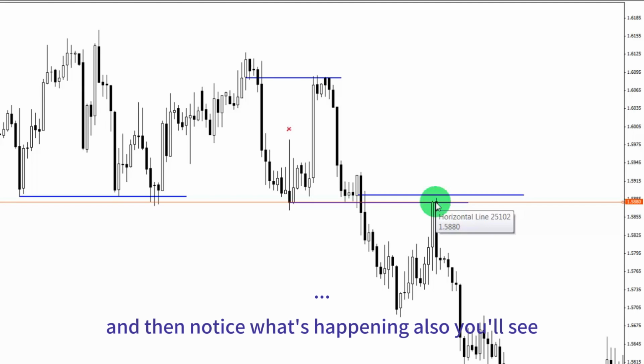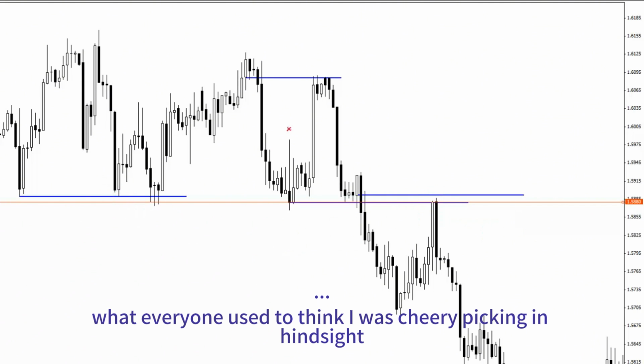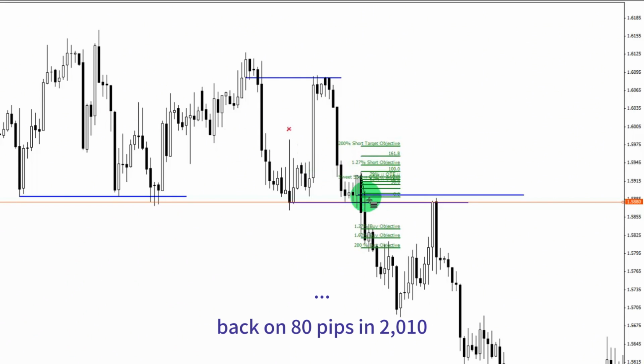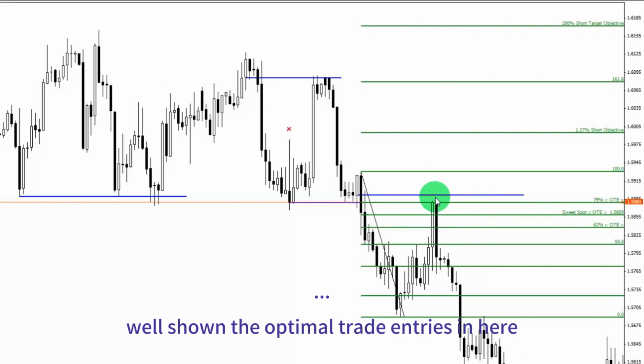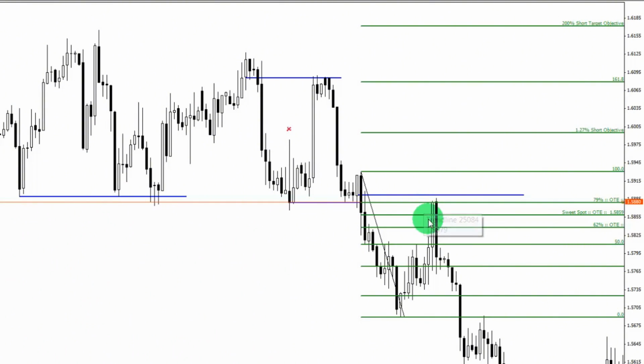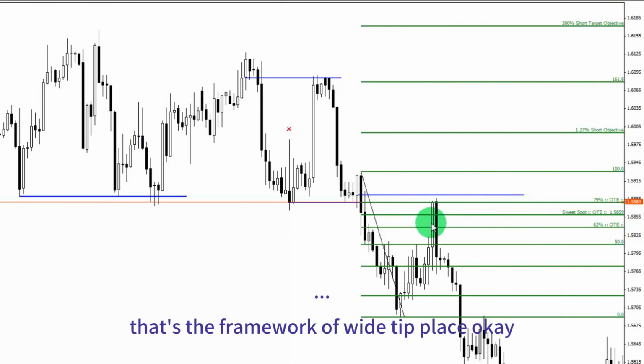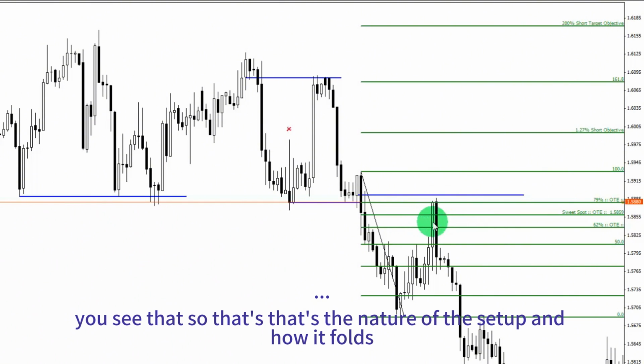Okay, and then notice what's happening also. You'll see what everyone used to think I was cherry picking in hindsight back on 80 pips in 2010, where I was showing the optimal trade entries in here. That's the framework of why it took place. Okay, you see that? So that's the nature of the setup and how it unfolds.